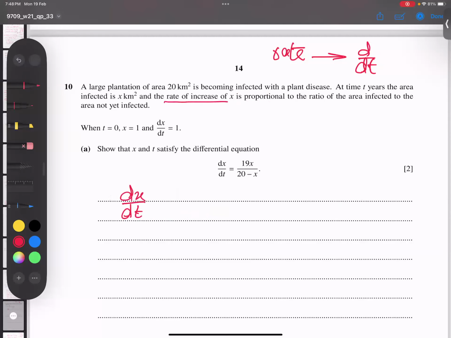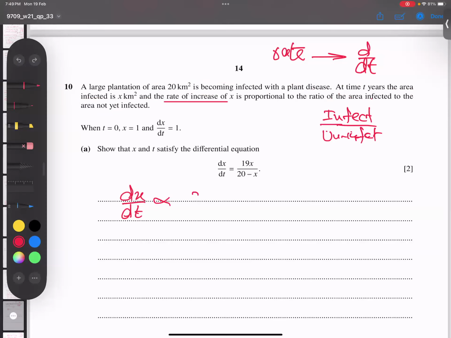The rate of increase of X is proportional, and all of you know this is the sign of proportional, to the ratio of the area. And all of you know ratio means dividing two things, up and down. So infected area on top, divided by the not infected area, which you can also call the unaffected area. So it is proportional to the infected area divided by the uninfected area.